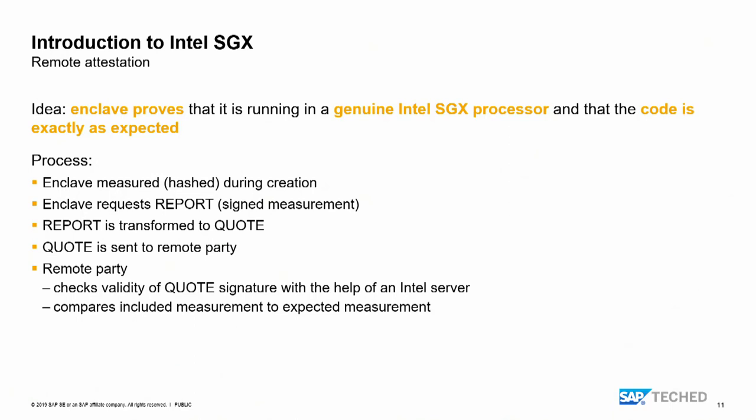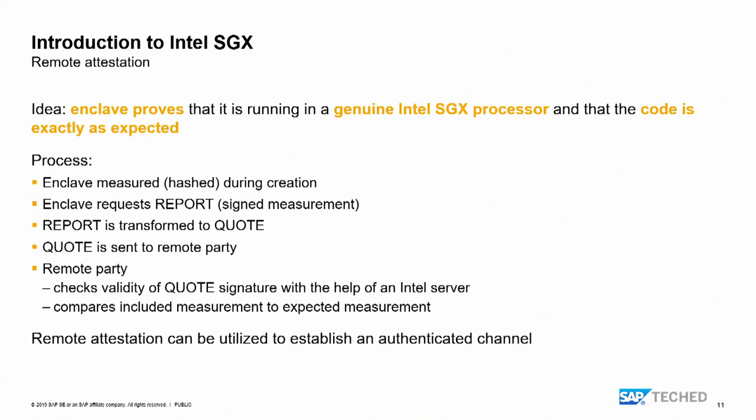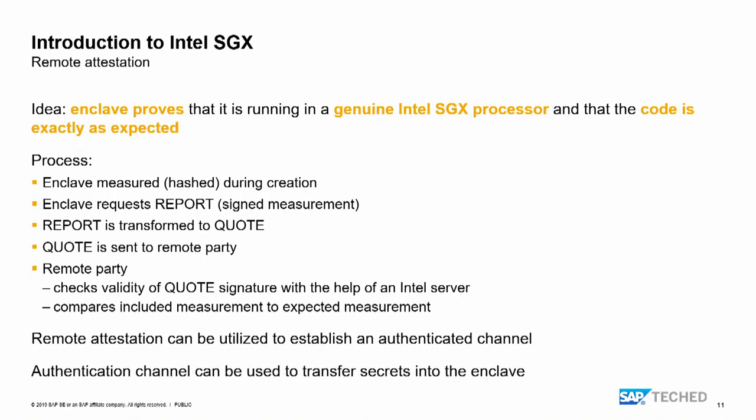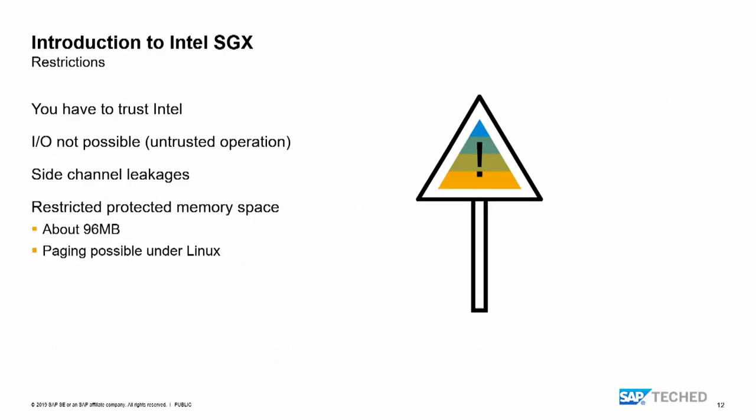Another important feature of remote attestation is it can be used to establish an authenticated channel. This means a channel where every message is encrypted, integrity protected, and has defense against man-in-the-middle attacks. And this authenticated channel then can be used to transfer secrets. So the customer can transfer secrets directly into the enclave. In our scenario, in the enclave hosted at SAP, without SAP having access at any point. And we see later how we use that in our case.